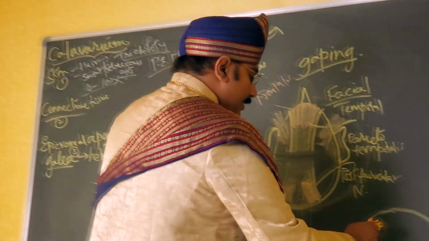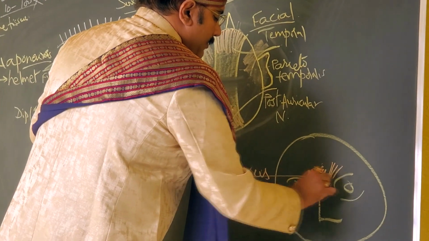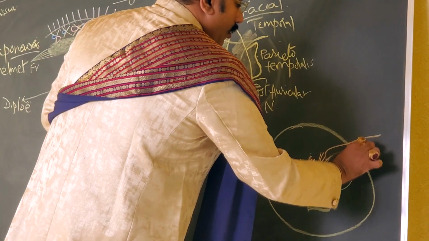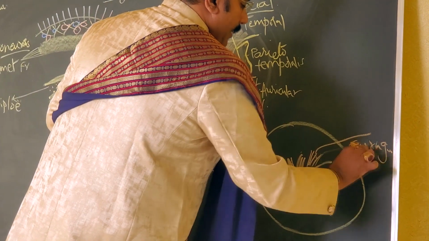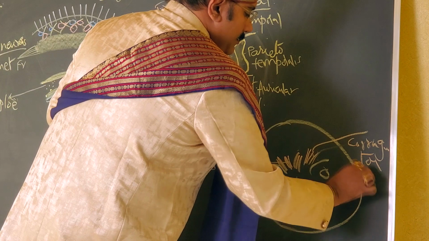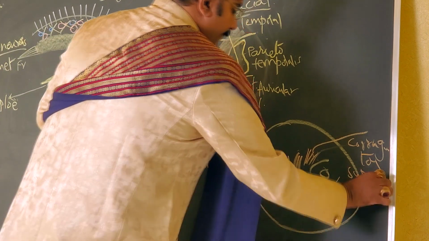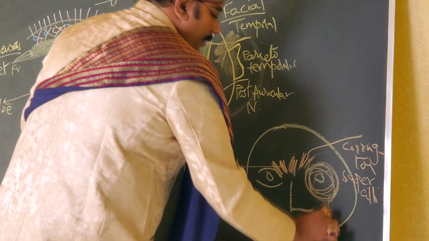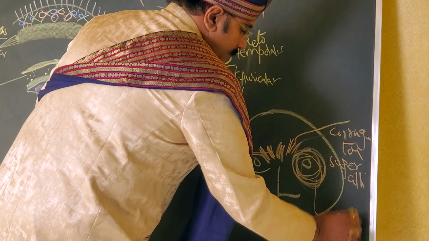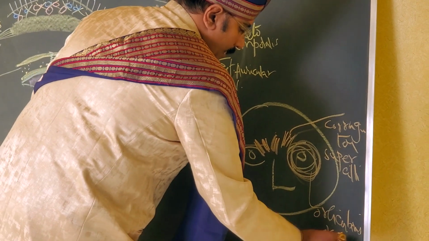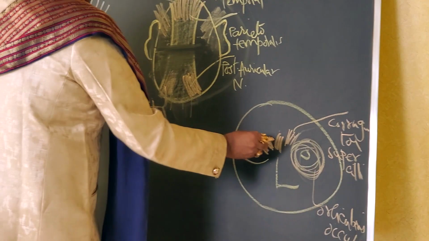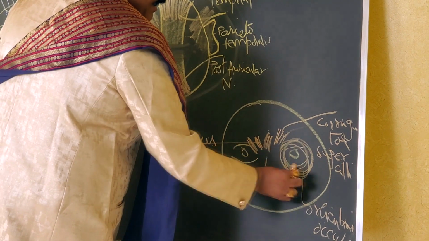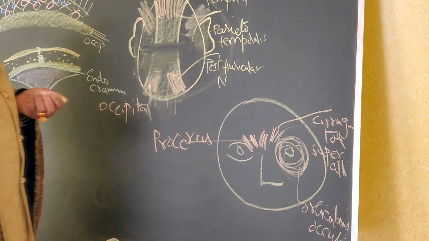Then you have lateral to it the corrugator supercilii. So this muscle which is lateral to it is called corrugator supercilii. And the muscle which is present around the eyeball is called orbicularis oculi. So this is the orbicularis oculi. Now please understand, you have three muscles. The medial most is the procerus, lateral to it is the corrugator supercilii, and surrounding the eyeball is orbicularis oculi.